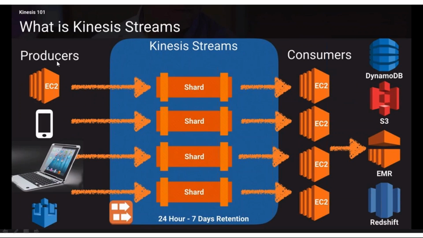So I have the producers producing the data that is being stored into the shards, and then I'm using the consumers to pick the data from the shards, process it, and put it further into DynamoDB, S3, EMR, or Redshift.